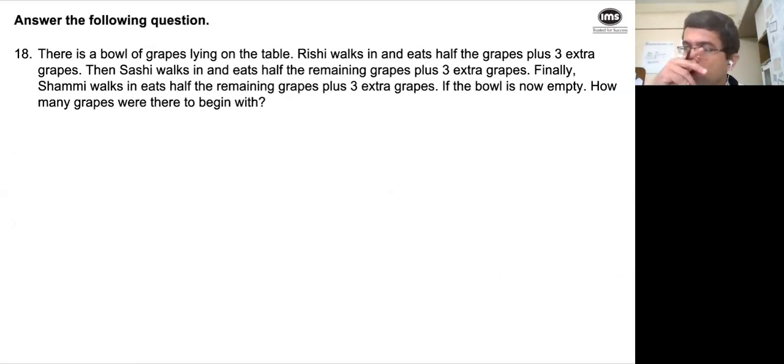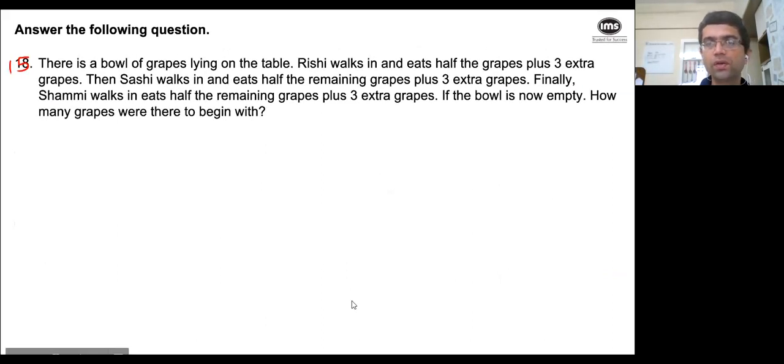Question number 15. If there is a bowl of grapes lying on the table, Rishi walks in, eats half the grapes plus 3 extra grapes. Shashi walks in and eats half the remaining grapes plus 3 extra grapes. Finally, Shammi walks in and eats half the remaining grapes plus 3 extra grapes. The bowl is now empty. How many grapes were there to begin with?